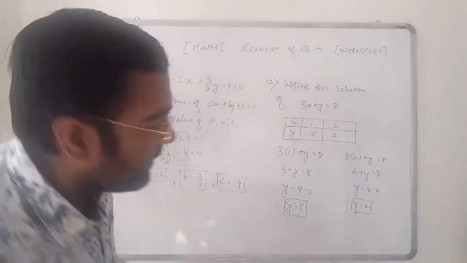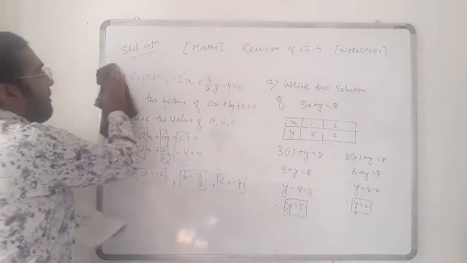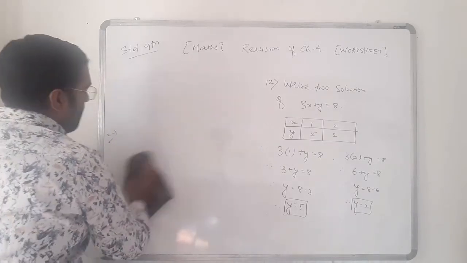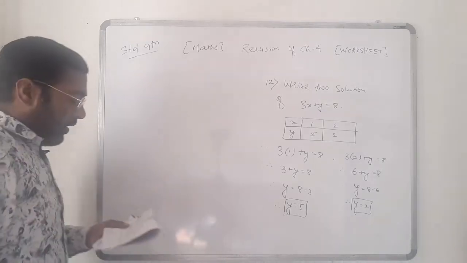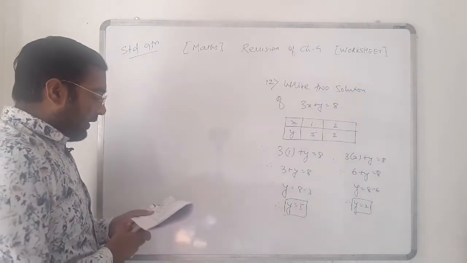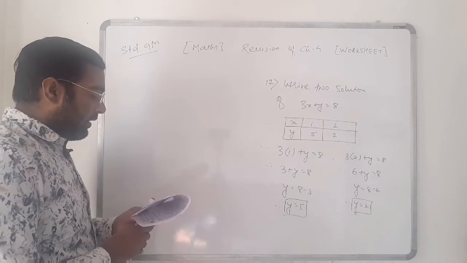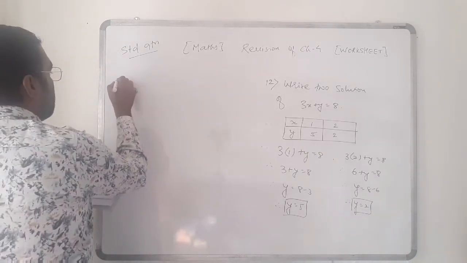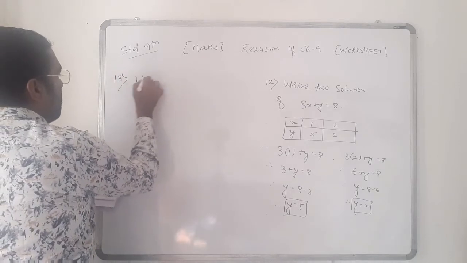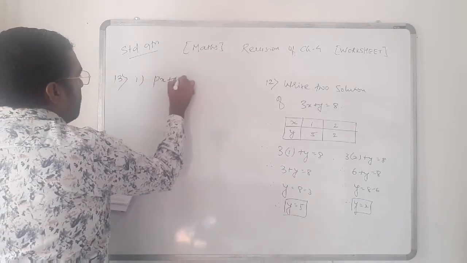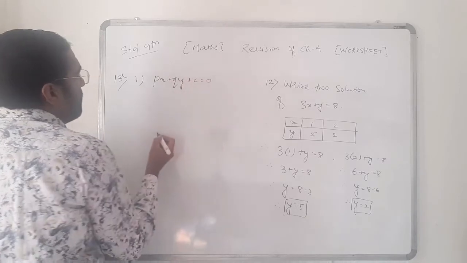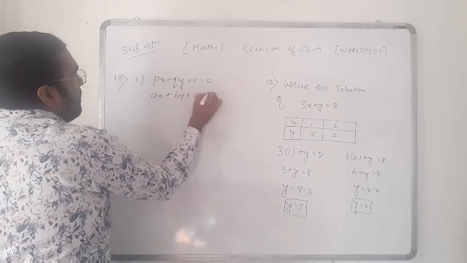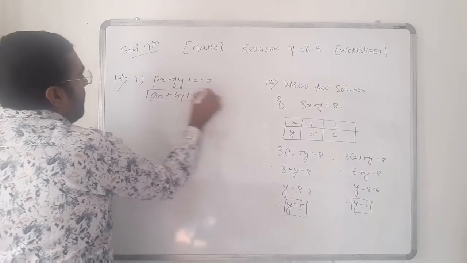So now move on to question number 13. Question number 13: which of the following is not a linear equation in two variables? I'll write the first one, that is px plus qy plus c equal to 0. Here the form ax plus by plus c equal to 0 is formed.